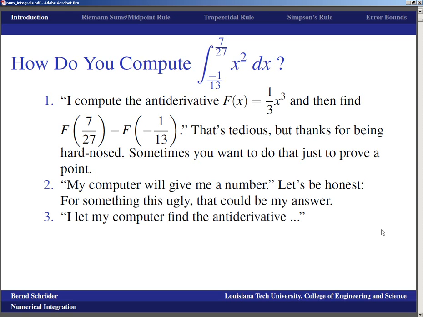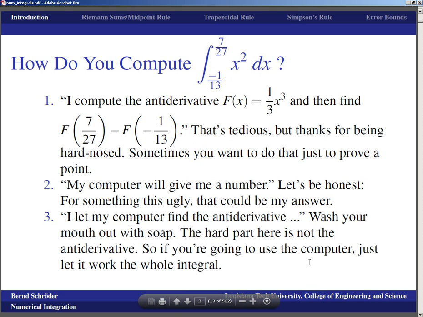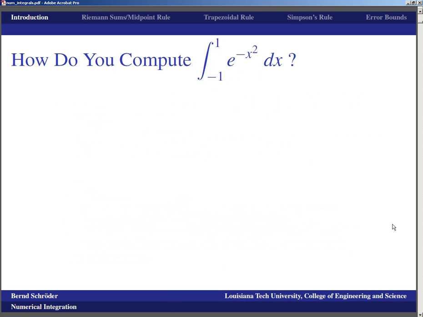There's another answer, which is I let my computer find the antiderivative, and you know I'm old school, so let me give you an old school answer before this one is even finished, and that is wash your mouth out with soap. The hard part in this problem is definitely not the antiderivative, and if you first compute the antiderivative and then let your computer plug in the numbers, then you might as well let the computer work the whole integral. If you're just interested in the number, there's no point in doing that intermediate step. Your computer has a definite integral function, you might as well use it.